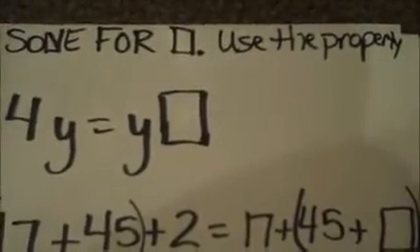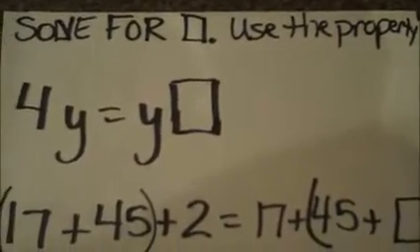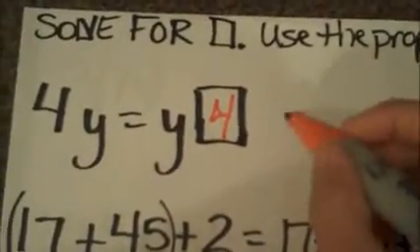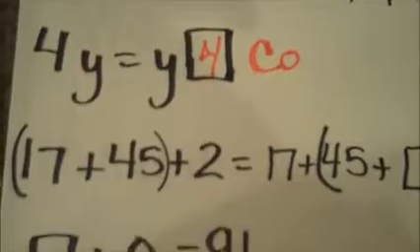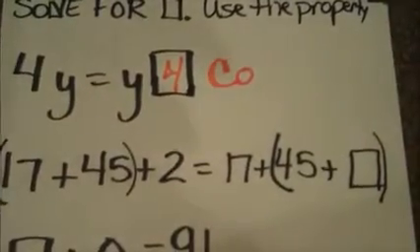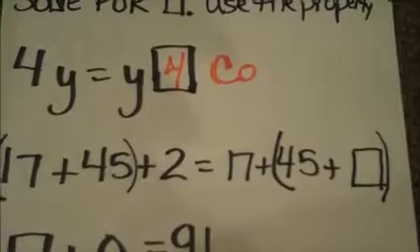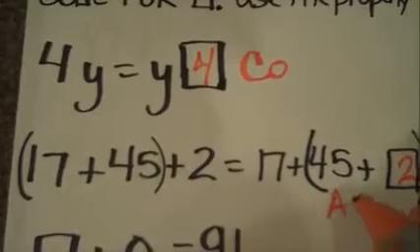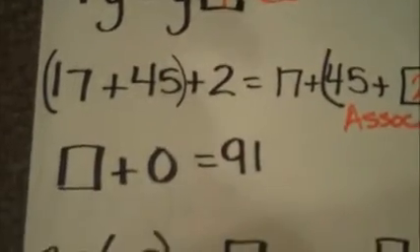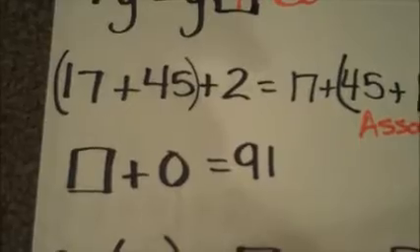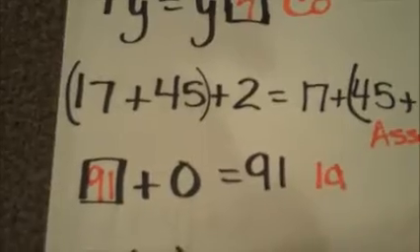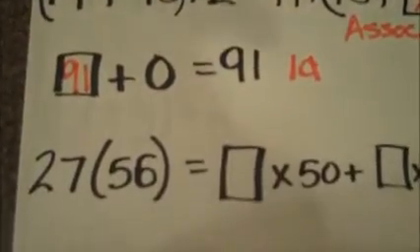After you've named the property, you're going to have to use the properties to solve. So 4 times y equals y times 4. And what property tells us that? The commutative property. 17 plus 45 plus 2 equals 17 plus 45 plus 2. The only thing that changed was the groupings, so this is the associative property. Something plus 0 equals 91. To be 91 in the identity property because anything plus 0 is itself.